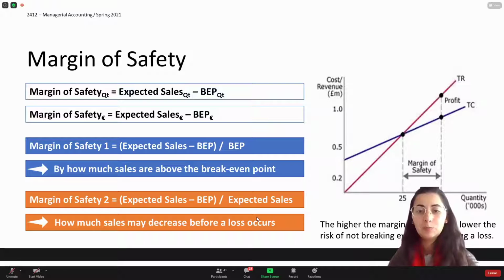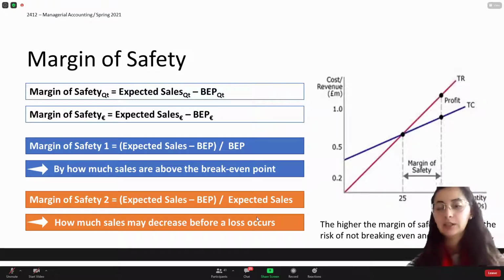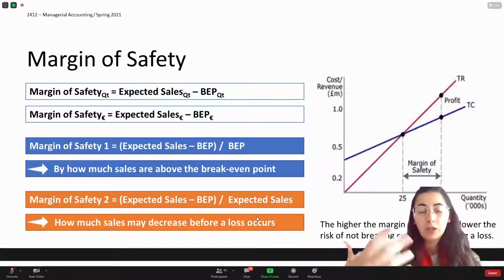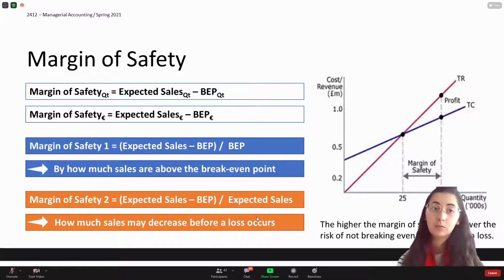So it is the expected sales. In the graph that we have here, that is 40 minus the break-even, which is 25. We can do that in units, or we can do that in euros. In euros would be the amount of euros in terms of expected sales minus the amount of euros in the break-even point.